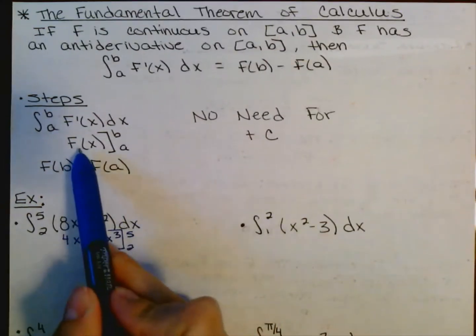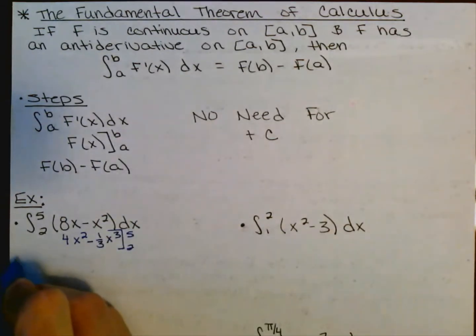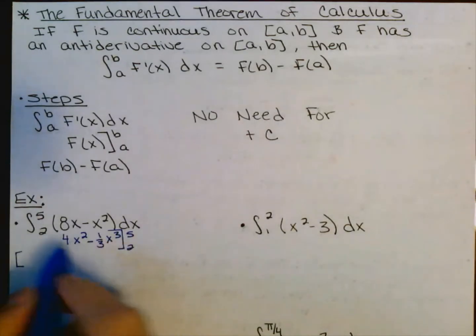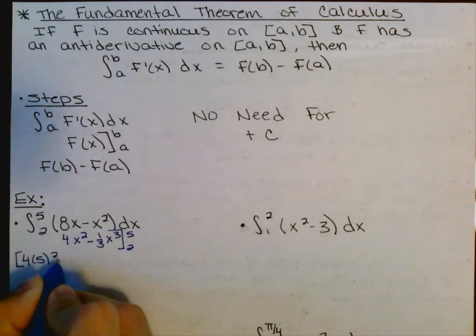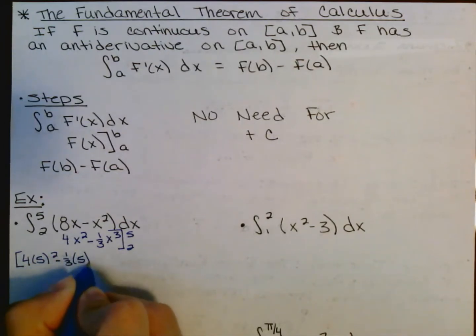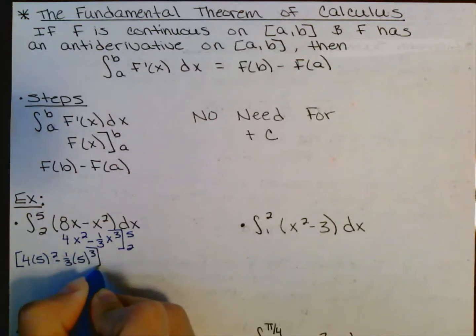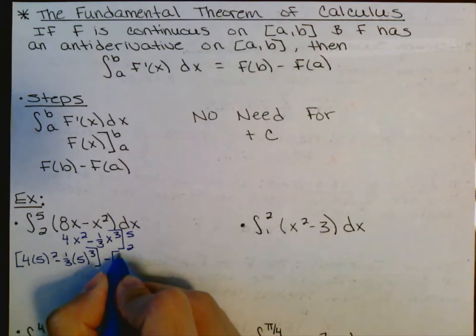So again, that was my step 1, antiderivative, rewrite from a to b. Now I'm going to say my function at b, so I'm going to plug 5 into this, minus, I'm going to rewrite the function with plugging the 2 in.